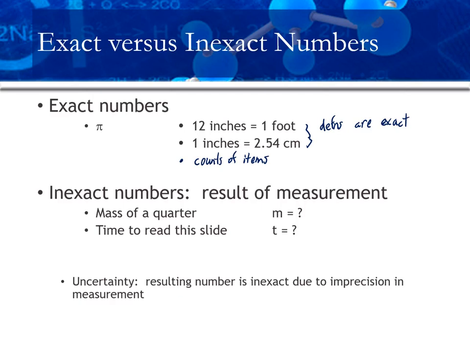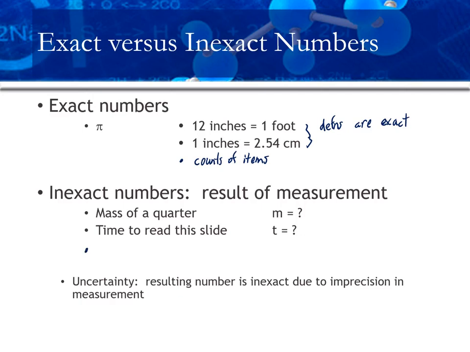The uncertainty comes in when we make measurements. So for example, when we measure the mass of a quarter, it depends on what the measurement device is, how well we know that number. How long does it take for you to read all of the words on this slide? Well, it depends on the stopwatch you're using, the precision of the measurement device, how accurately you can start and stop. There's some uncertainty that is inherent when any measurement is made.